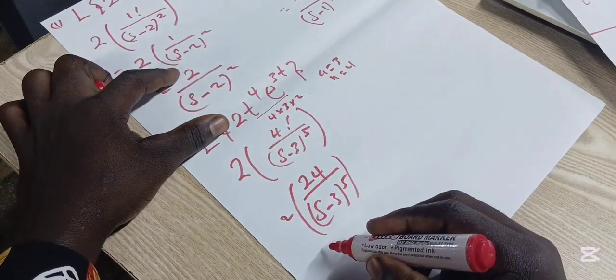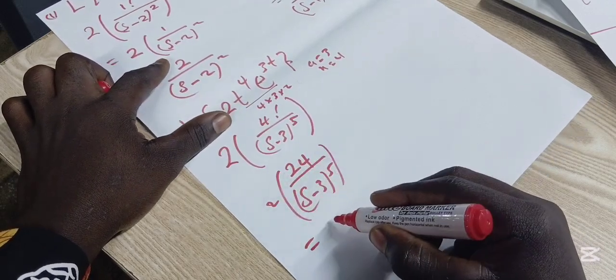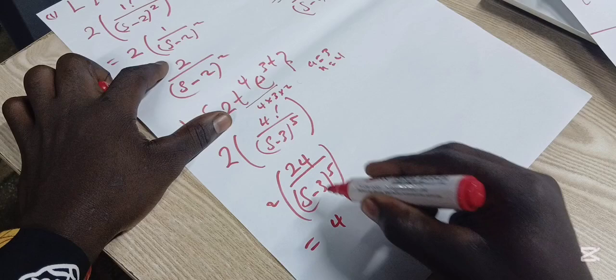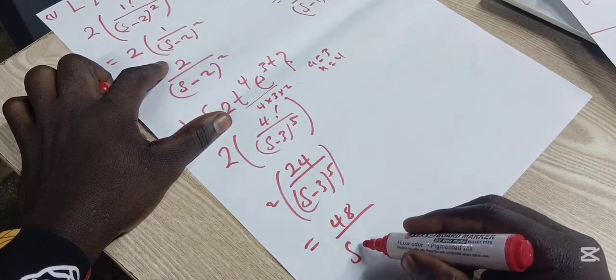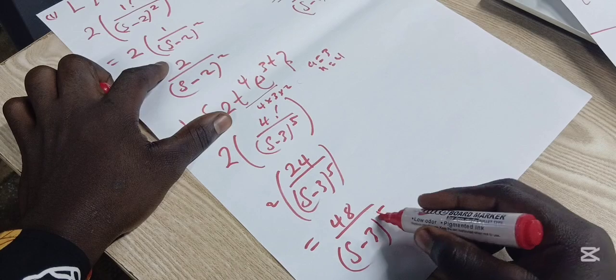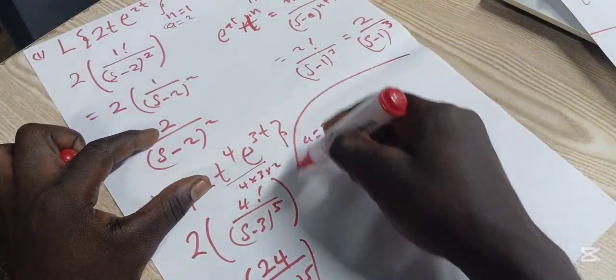So furthermore, we're going to get 2 by 24, giving us 48 over s minus 3 to the power 5. So that's it for this problem. Let's work more.